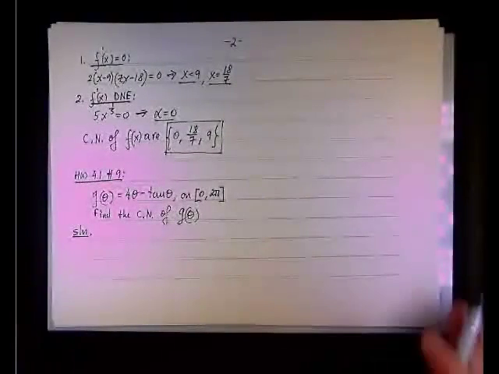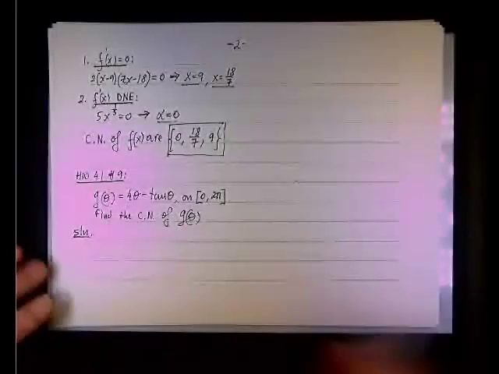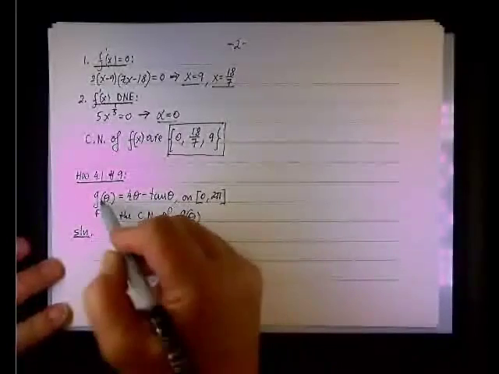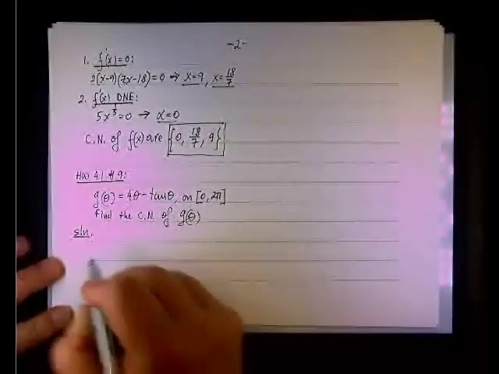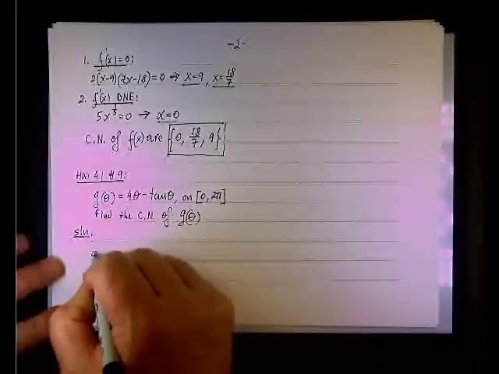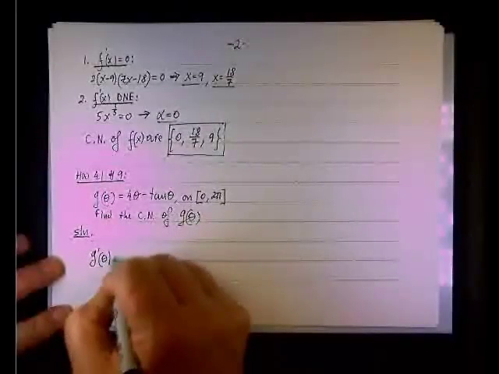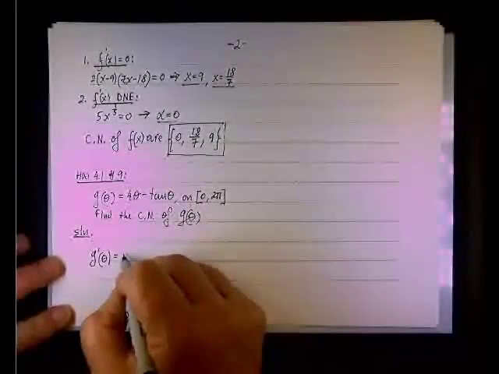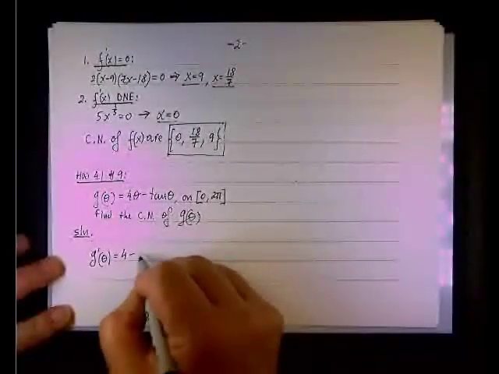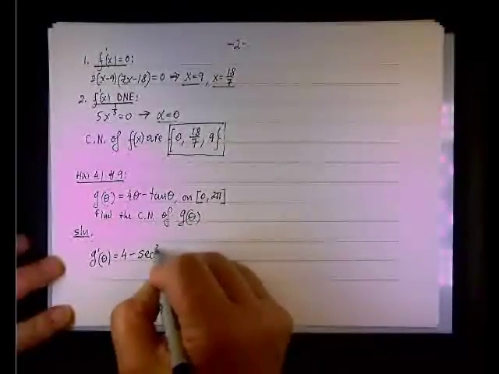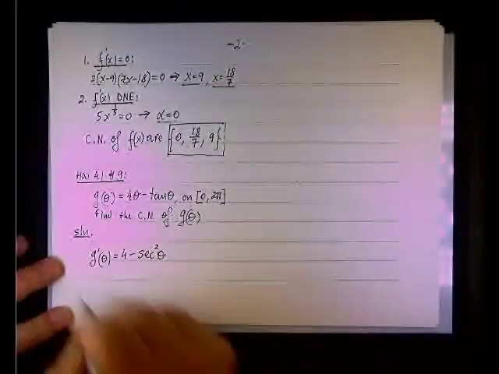Again, we recall the definition. We're looking at values of theta such that g prime is 0 or undefined. So first, let's find g prime. The derivative of 4 theta is 4. The derivative of the tangent is the secant squared.